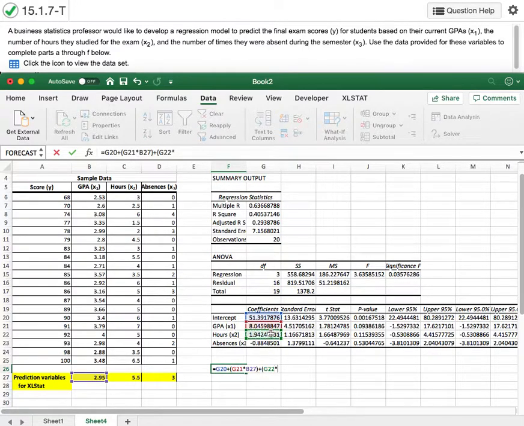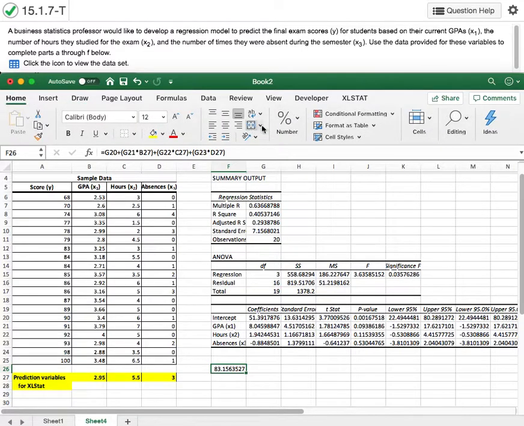Hours times 5.5 and absences times 3. Okay. So based off of this given scenario, we would predict that the exam score for a student in this case would be just a little over 83%. Format that a little bit here, so 83.16. Again, we're just using the coefficients that were determined through the regression analysis.